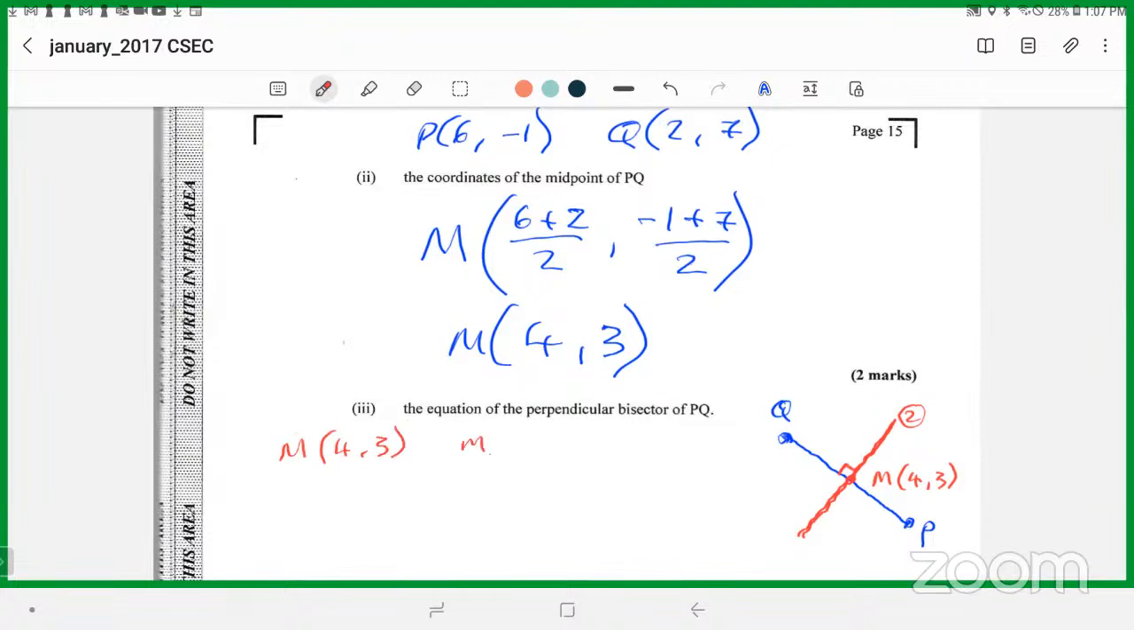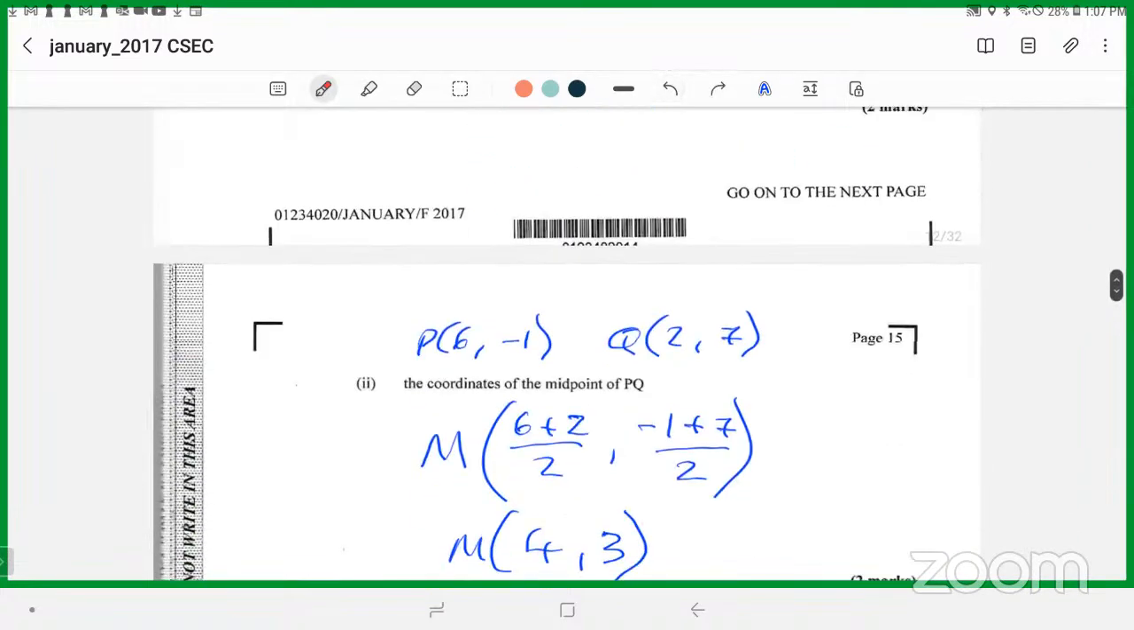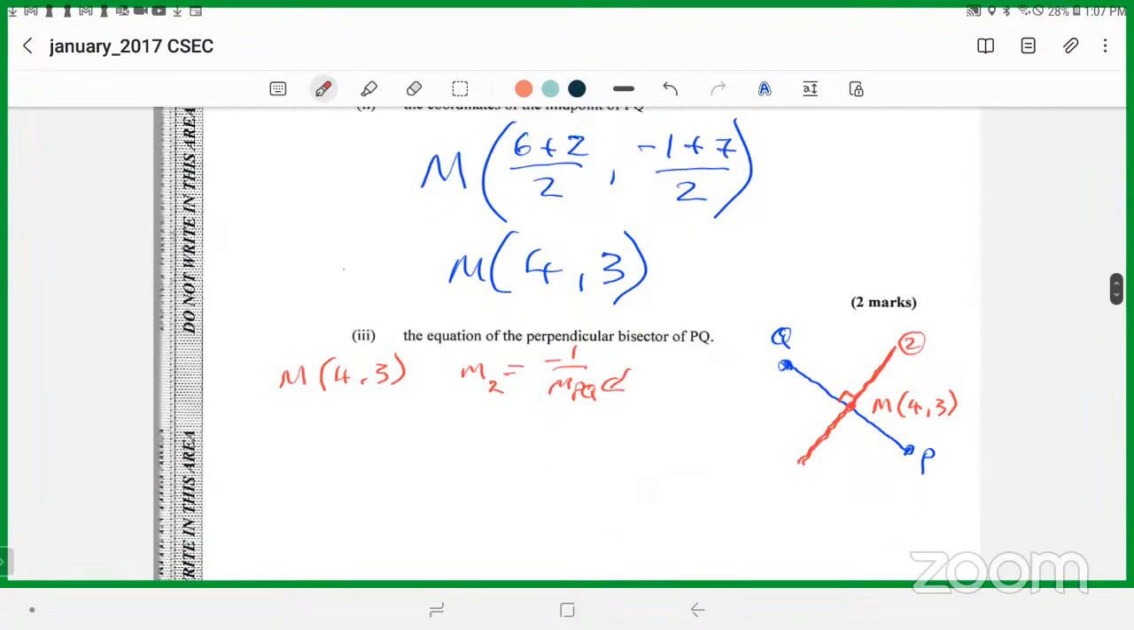Then the gradient of that red line, we're calling it M2, is minus 1 over the gradient of PQ because they are perpendicular and have negative reciprocal gradients. This calculation is done quickly by flipping the PQ gradient and changing the sign. The gradient of PQ is negative 2. If you like, you can put the negative 2 under here and you will get a half. Or you can flip the negative 2, it's going to become a half anyway. If you put minus 1 and put the minus 2 under here, the negative will cancel and give us a half.